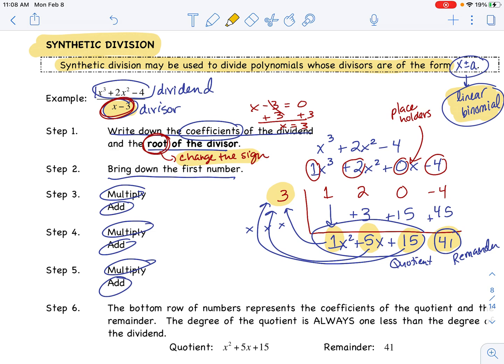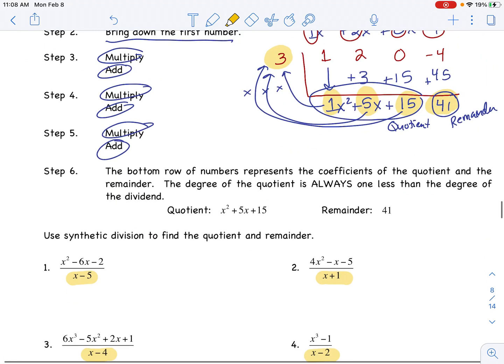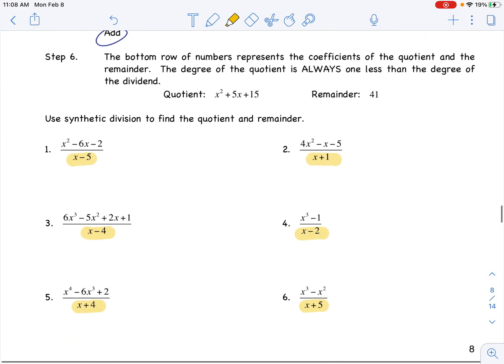Okay, so it's much quicker. It's also, you don't have to deal with all the negatives because you're just adding and multiplying, adding and multiplying. So synthetic division is a lot of fun. Let's practice a couple and see how we do.